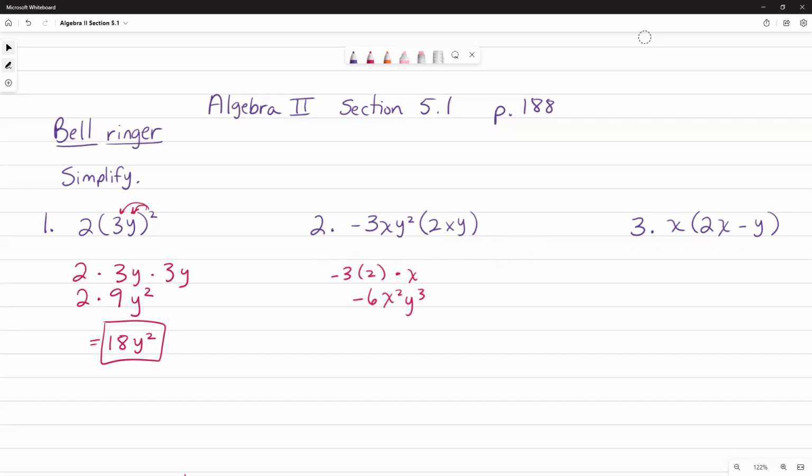Now, the way that we write it is we just combine the like terms, right? So we multiply the -3 and the 2. We multiply the x times the x, and then the y squared times y. So again, we're multiplying them. Your understood exponent here is 1. So that's x squared because it's 1 plus 1. And then y squared times y is y cubed.